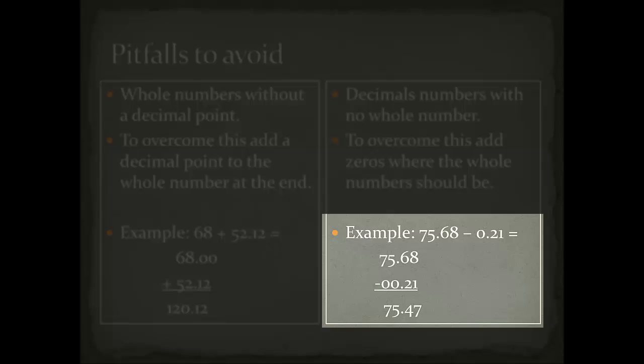Now I can go ahead and subtract like I normally would. I can drop my decimal point straight down, do the subtraction, and I would get 75 and 47 hundredths.